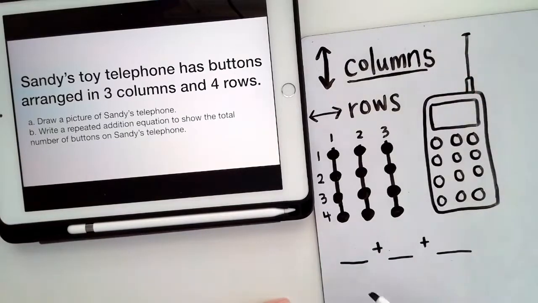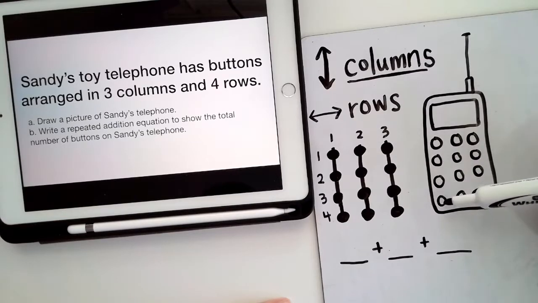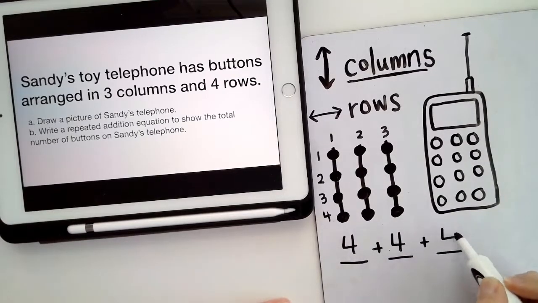Okay, in each column, how many buttons are there? Let's see, remember, columns are up and down, right? So in each column there is 1, 2, 3, 4. We have to make sure it matches all the way. 1, 2, 3, 4, and 1, 2, 3, 4. Yep, it's 4, 4, and 4. So that means I can write 4 plus 4 plus 4 equals blank, right?